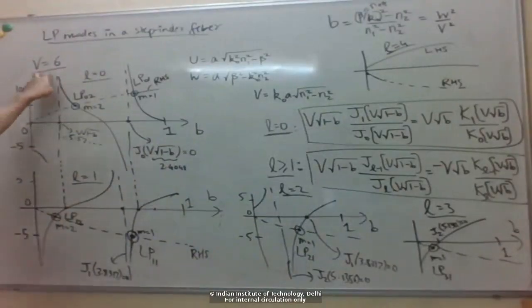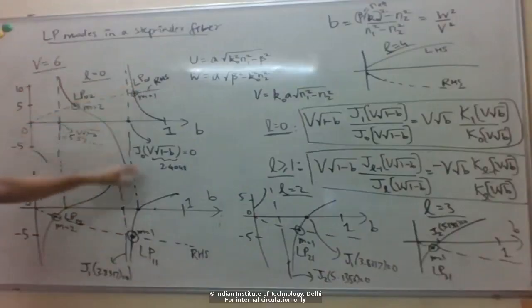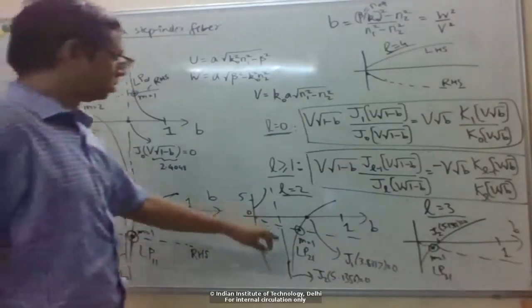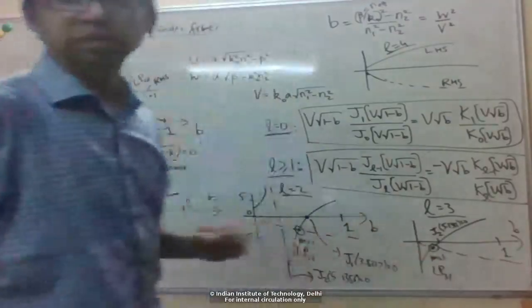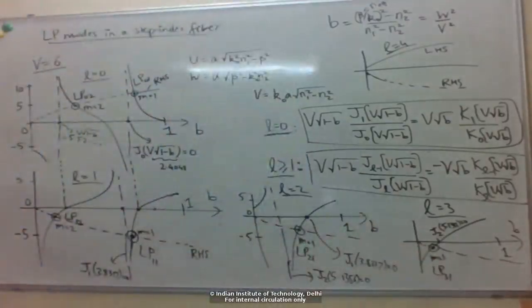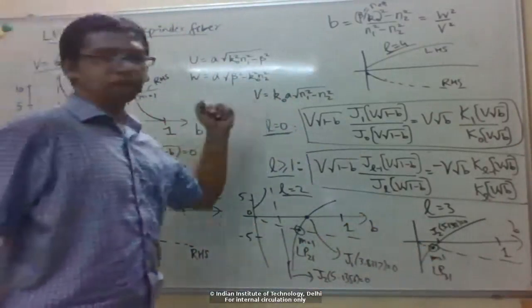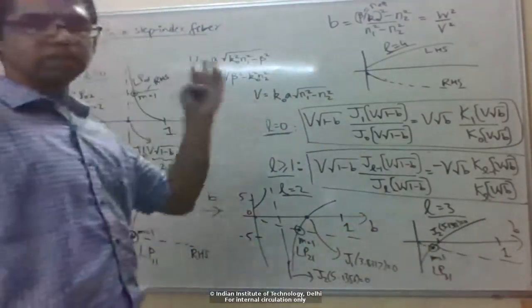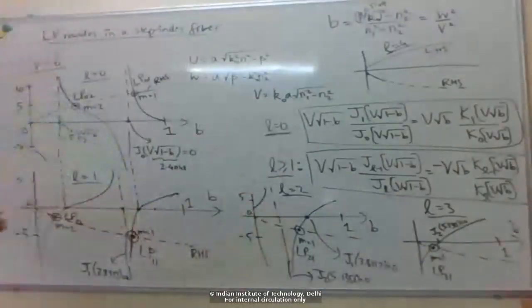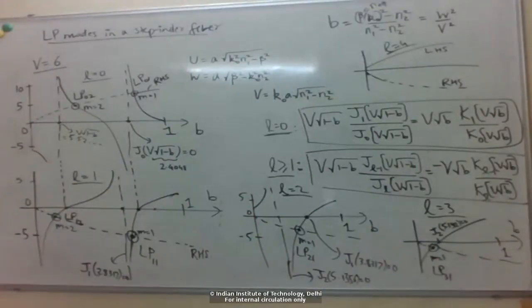Right, so we see for this V number equal to 6, there are a total of 6 modes: LP01, LP02, LP11, LP12, LP21 and LP31. So again, just like in the slab, this V number gives me an estimate for the number of modes. The higher the V number, the more modes I have.